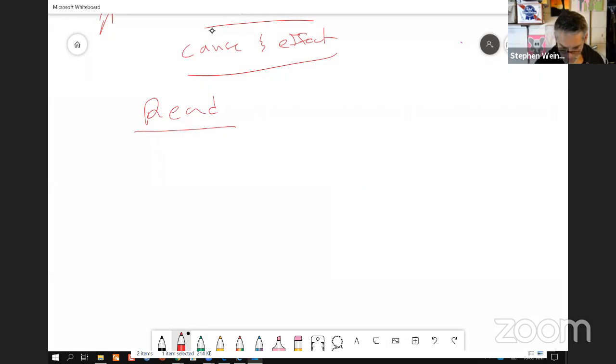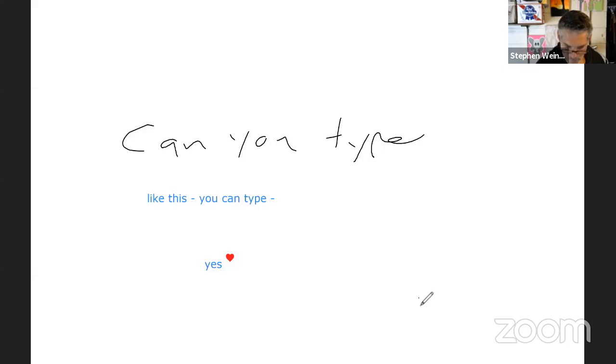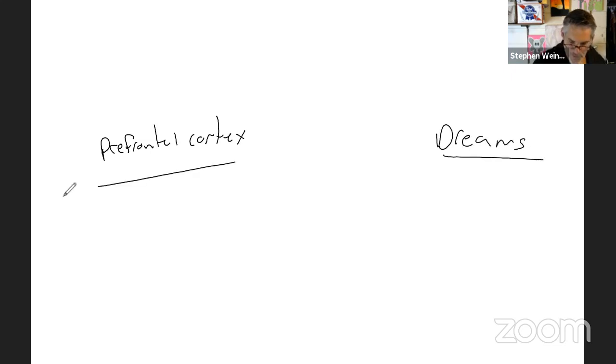If I share the whiteboard here, let me hit clear all drawings. Okay, I'm going to put two words up here. One of them would be prefrontal cortex, and the other would be dreams. Can you connect those two together? Anybody want to try? Don't just draw a line between them, because I know someone's going to do that. Can you actually find some language to connect these together?